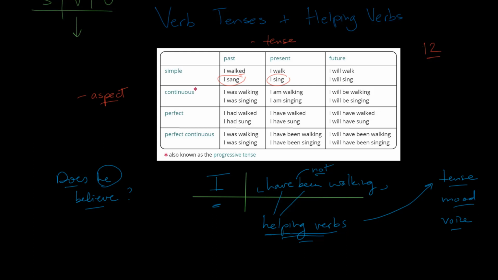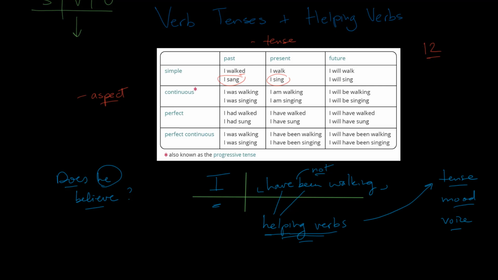All right, that's mostly it for verb tenses and helping verbs. Do remember, though, that helping verbs can sometimes be verbs by themselves. If I say, for instance, I have a toothache, have, which is often a helping verb, is its own main verb here. So just something to watch out for. All right, that's it for verb tenses and helping verbs.